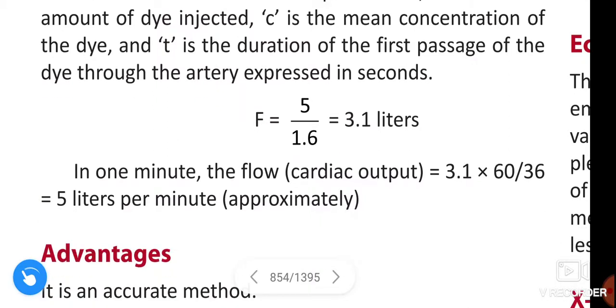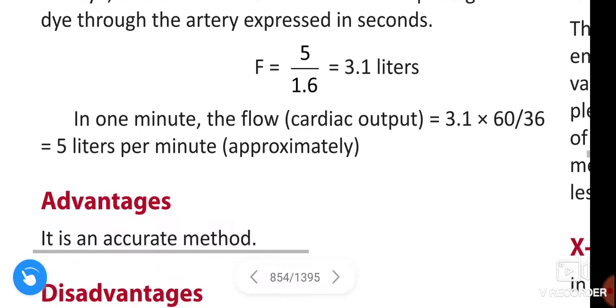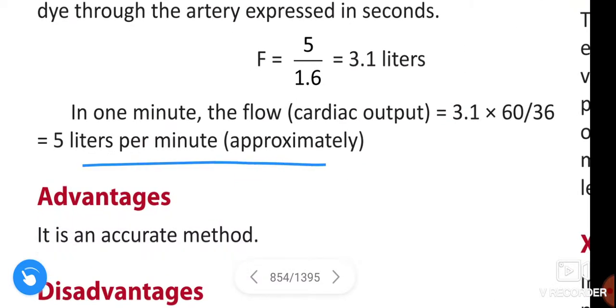F is equal to 5 by 1.6, which is equal to 3.1 liters. In 1 minute, the flow, that is cardiac output, is equal to 3.1 into 60 by 36, that is equal to 5 liters per minute.